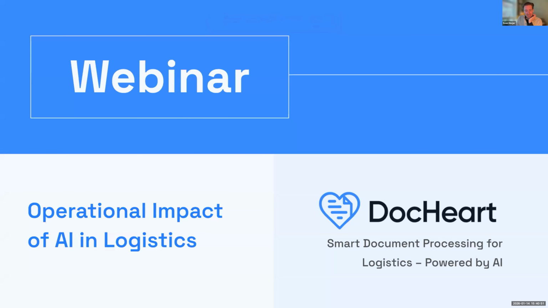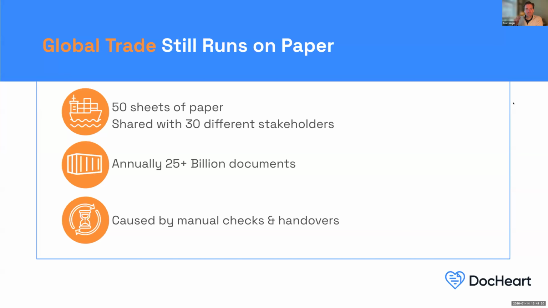My name is Sven. I'm the co-founder of Dockhart, and we are an AI company focused on smart document processing in logistics. Today, I want to give you a very practical view on what AI actually does in day-to-day logistics operations. Not theory, but real-life use cases, what we automate, how we do it, and most important, what the operational impact is. So the presentation is about the operational impact of AI in logistics.